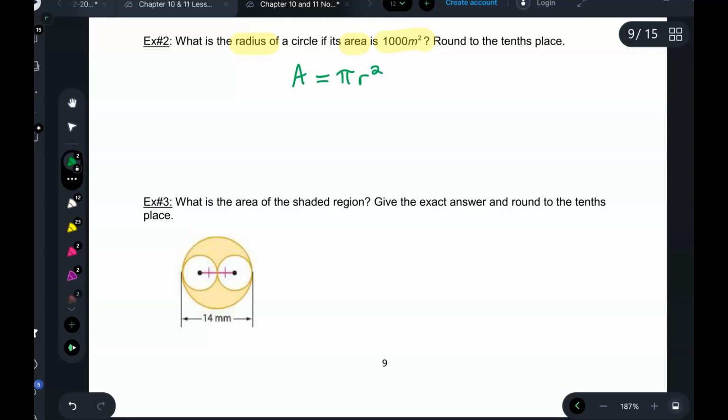Okay, area is pi r squared. This time, what do we know? The area is given. It's 1,000. But then what do we do? Like reverse it? Yeah. We reverse it. So what do we do first?